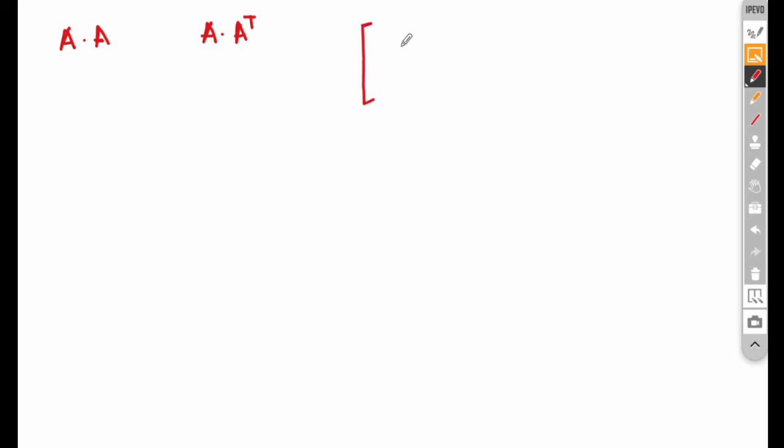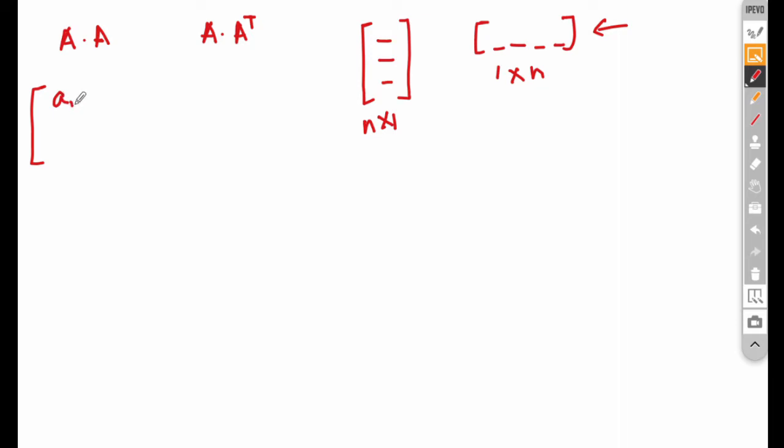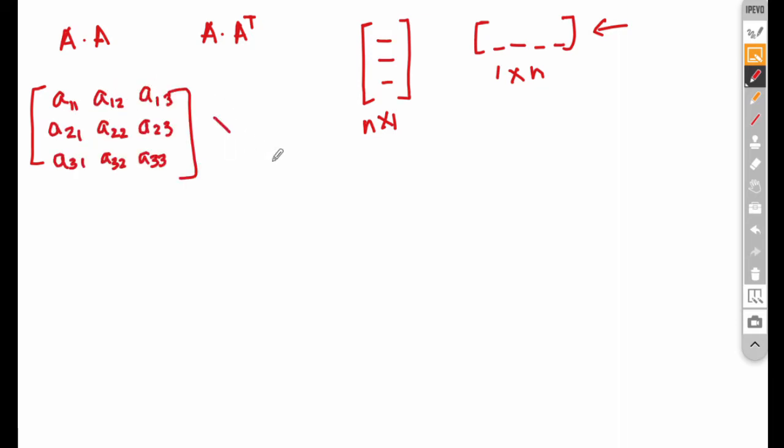When you have a column vector, let's say an n by 1 vector, the transpose just becomes a 1 by n vector, A11, A12, A13 and so on. Taking the transpose of this matrix, the diagonal elements remain the same, that is A11, A22 and A33.